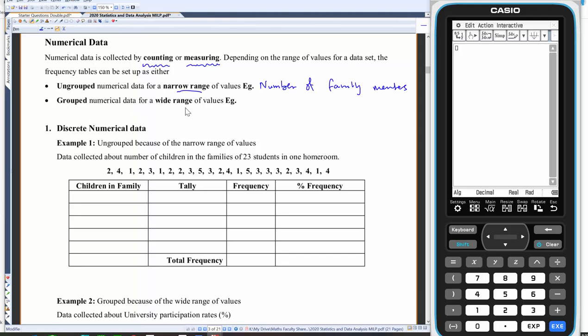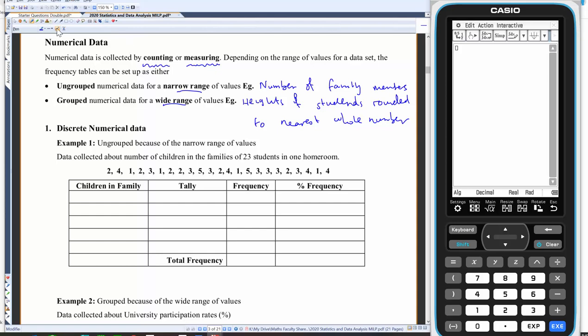Whereas if we have this really wide range of values, and I'm thinking here like heights of students rounded to the nearest whole number, you might get someone like at 150 centimetres through to someone who's like 176 centimetres. That's a fairly large range of values, or a wide range of values. So, height of students rounded to nearest whole number.